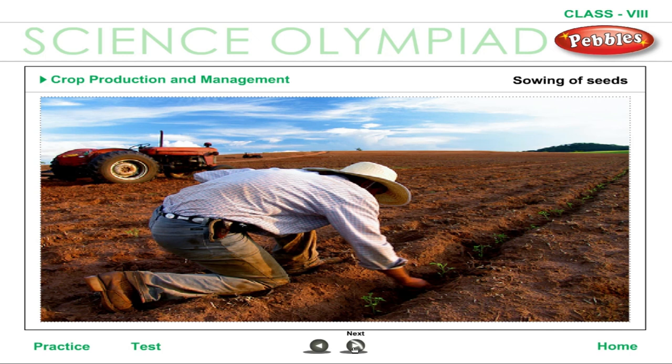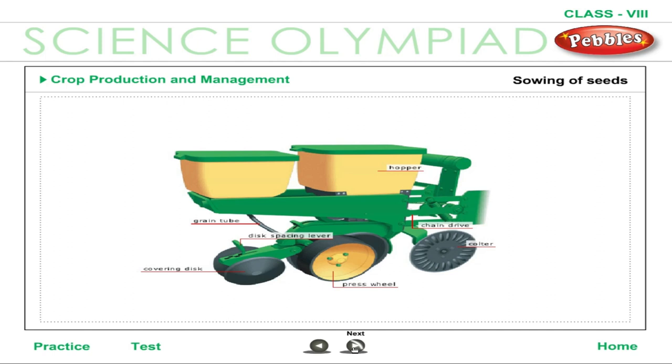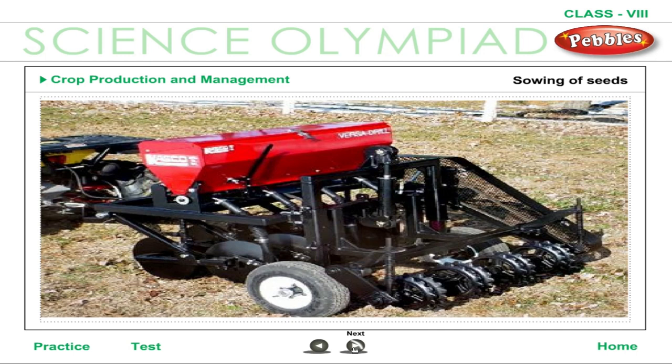Using seed drills. A seed drill has an attachment which can be either bullock drawn or driven by a tractor. Seeds sown with a seed drill are evenly distributed. The only drawback of a seed drill is that it is made of iron, hence needs a lot of maintenance to prevent rusting. These are the steps to be followed while sowing the seeds.